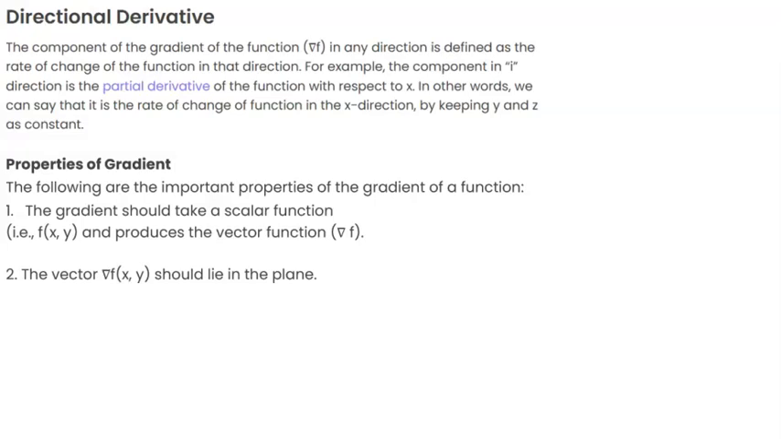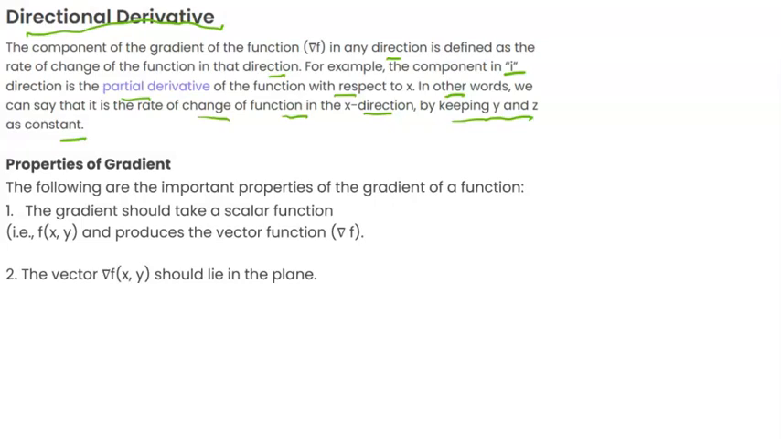Now, what are the properties? The gradient in any direction is defined as the rate of change of the function in that direction. Now see, the component i is the partial derivative with respect to x. In other words, it is the rate of change of the function in the x direction, keeping y and z constant. We call that a directional derivative.